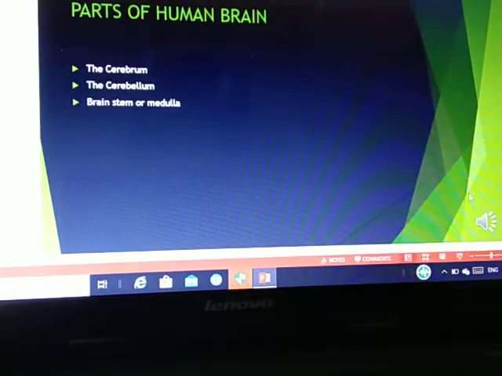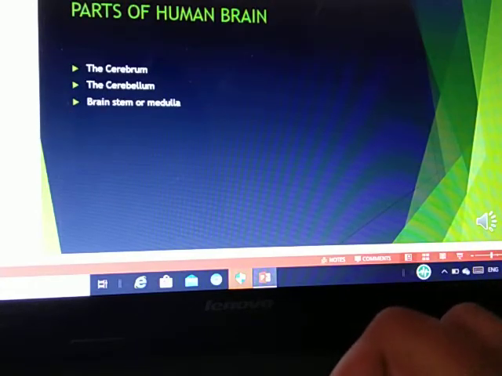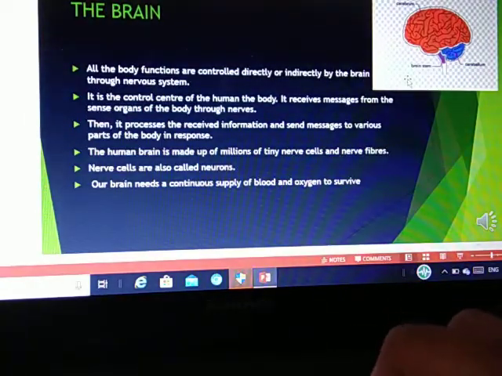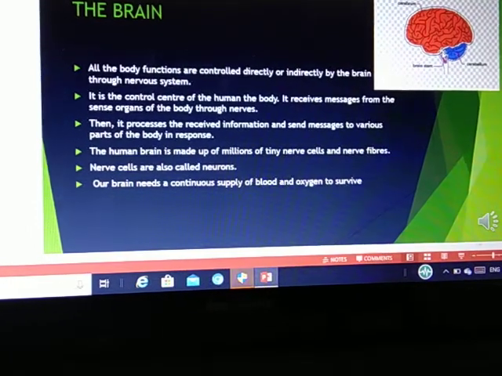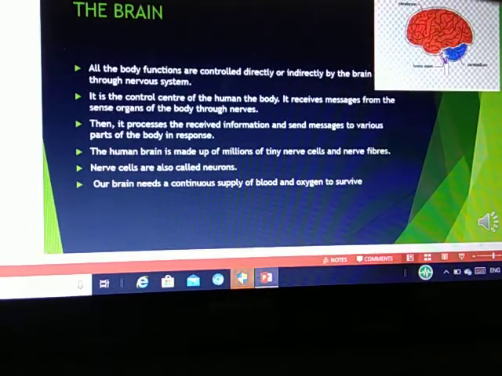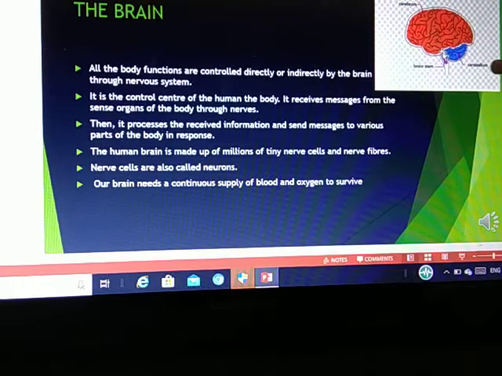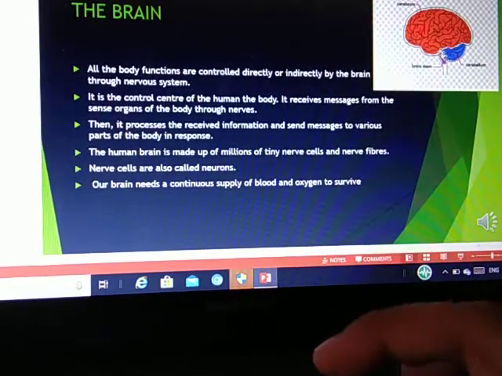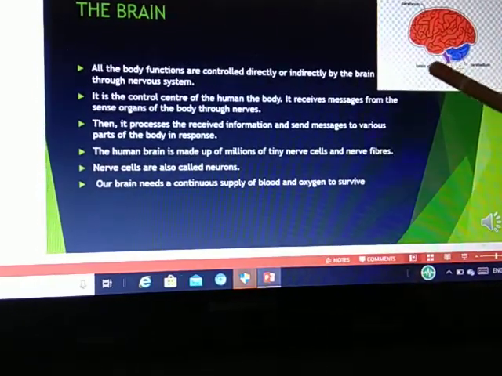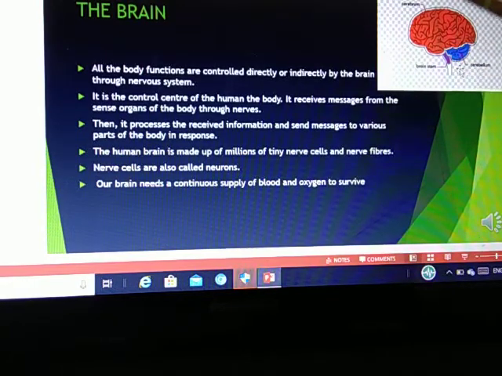Okay, now let us see. The huge, largest part, which is red in color, is the cerebrum. Okay, and the smaller one, blue in color, is known as the cerebellum, and the stem-like structure which you can see, in purple color, is known as the brainstem. It is also known as medulla. Now why brainstem? Because its structure is like a stem. Now you already know what a stem is.